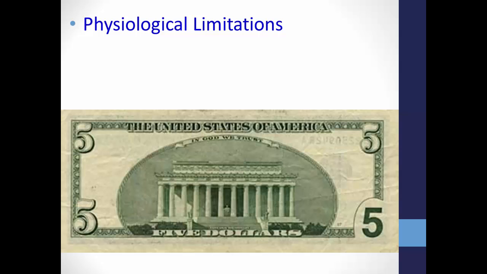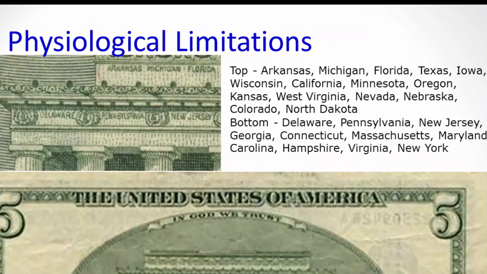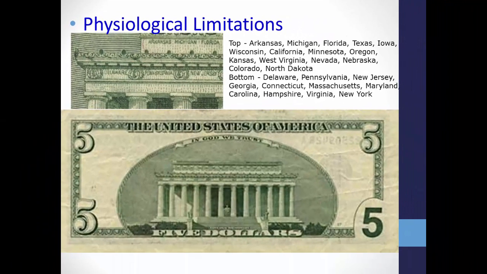Take the back of a $5 bill, for example. Until someone showed me, I was unable to see the names of the states on the top of the Lincoln Memorial. I thought they were just decorative lines. I had to use a magnifying glass, but lo and behold, they really are there. So I was unable to select the stimuli due to my physiological limitations.